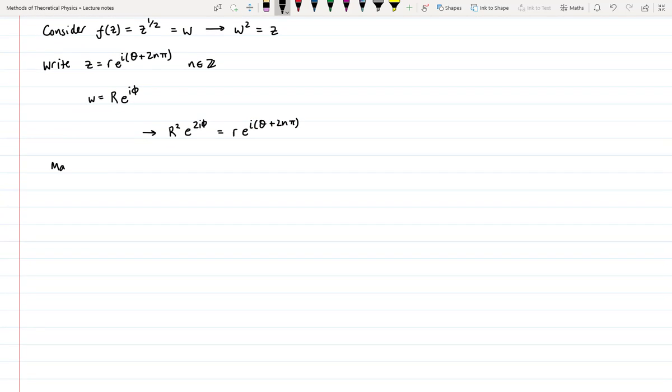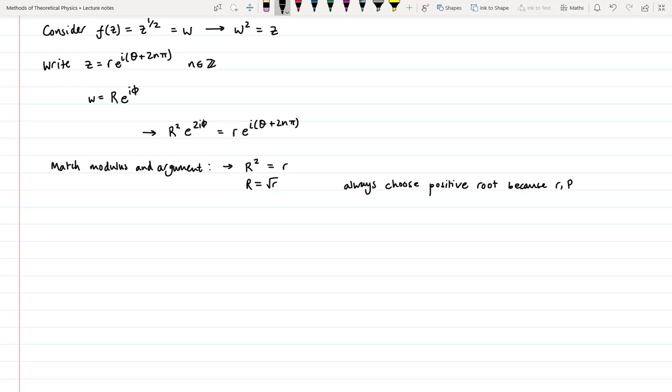Let's now match the modulus and argument of the two sides of this equation. First of all, let's do the moduli. On the left-hand side we have capital R squared, and on the right-hand side we have lowercase r. So we have that capital R is the square root of lowercase r, and I'll note here that we always choose the positive square root here, because we know that moduli of complex numbers are always greater than or equal to 0.